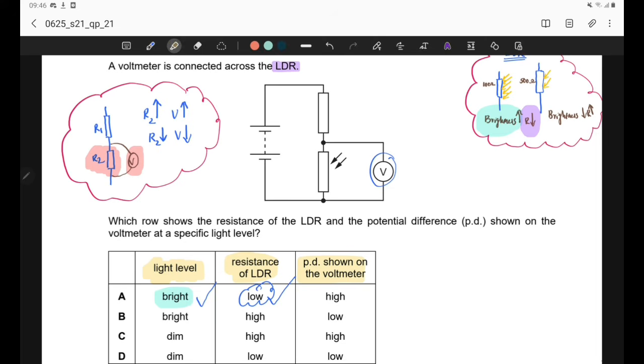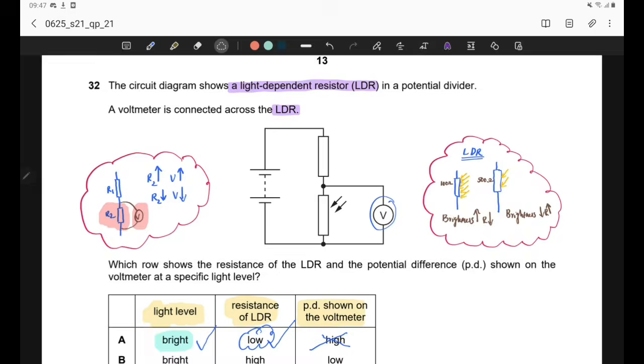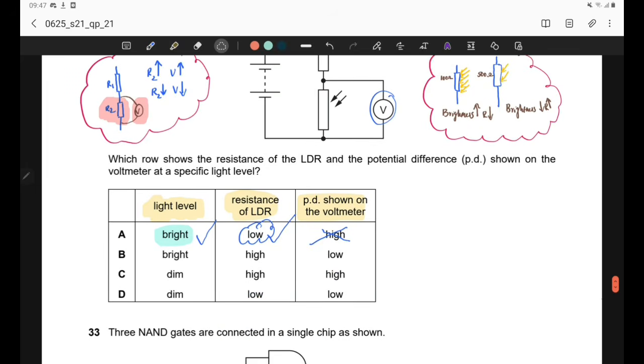So we can look at the potential divider circuit. As the resistance reduced, the voltage must reduce. But here the voltmeter reading is not reduced but it is high. Therefore option A is wrong. Now we can see option B.